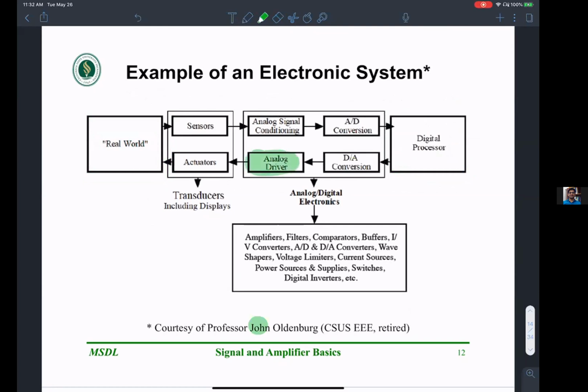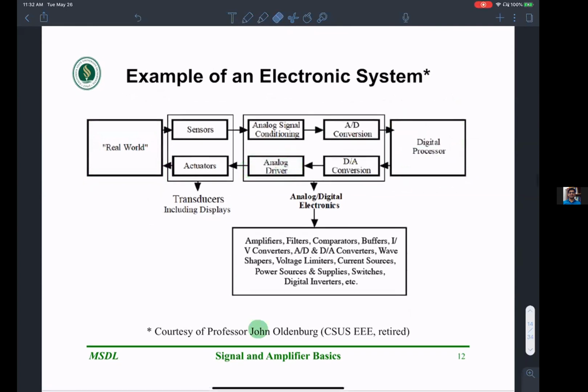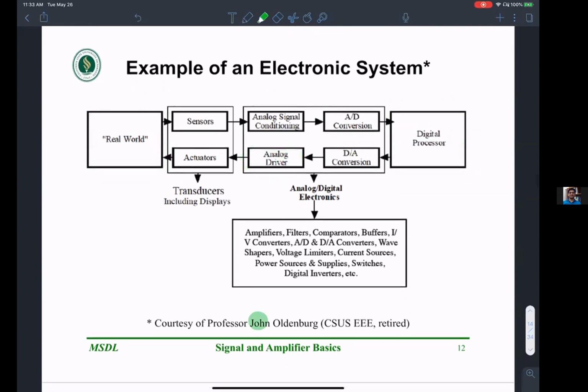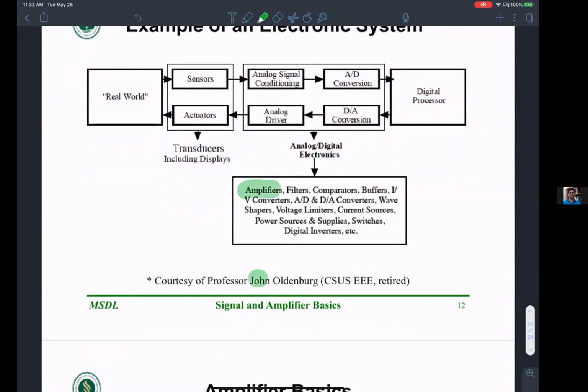Okay, so there is analog to digital conversion, digital to analog conversion, and so on and so forth. So analog and digital electronics can be amplifiers, filters, comparators, buffers, current voltage converters, analog to digital converters, wave shapers, voltage limiters. There's a whole list of analog or digital signal processing.